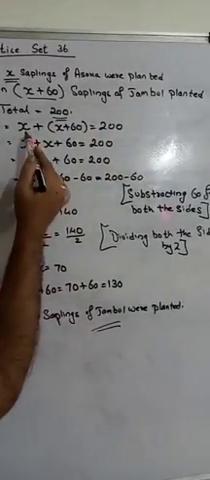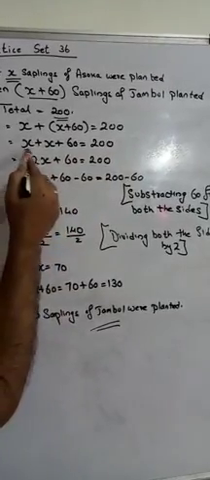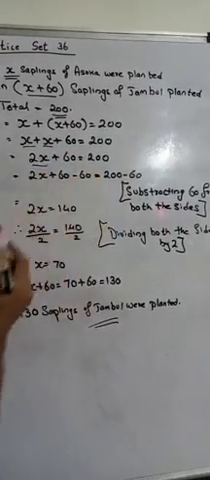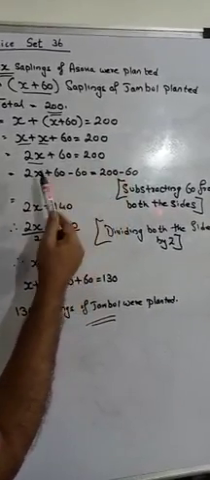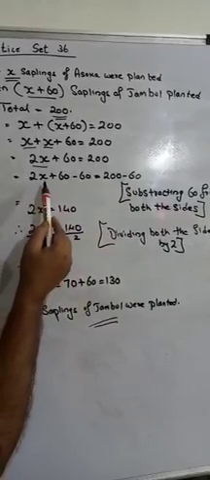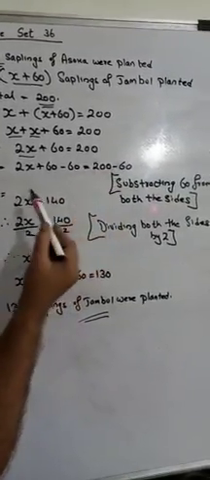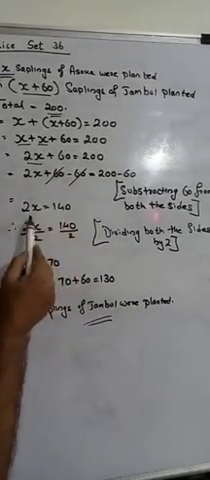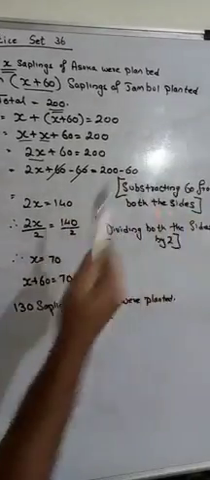We are opening the bracket. Now x plus x plus 60 is equal to 200. x plus x, that is 2x plus 60 is equal to 200. Now we are going to subtract 60 on both sides, left hand side and right hand side. So it is 2x plus 60 minus 60 is equal to 200 minus 60. Plus 60 and minus 60 get cut. So what's left? 2x and 200 minus 60, that is 140.